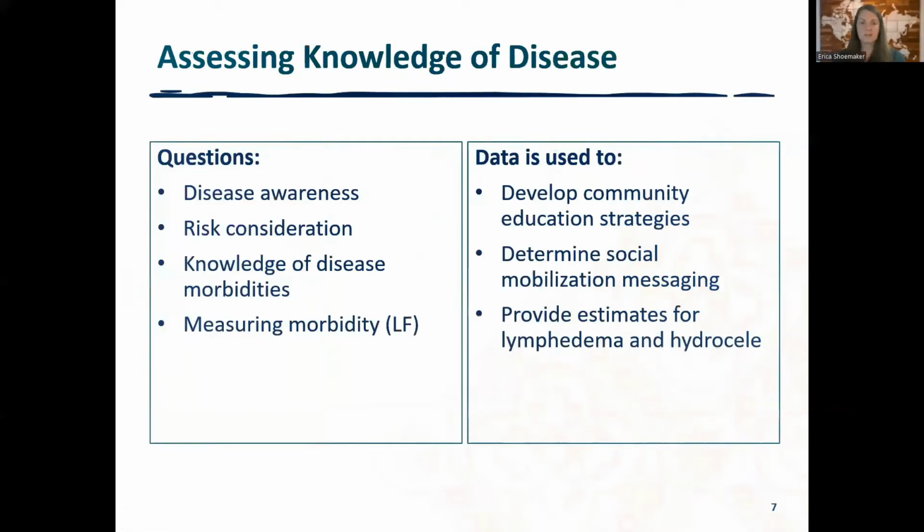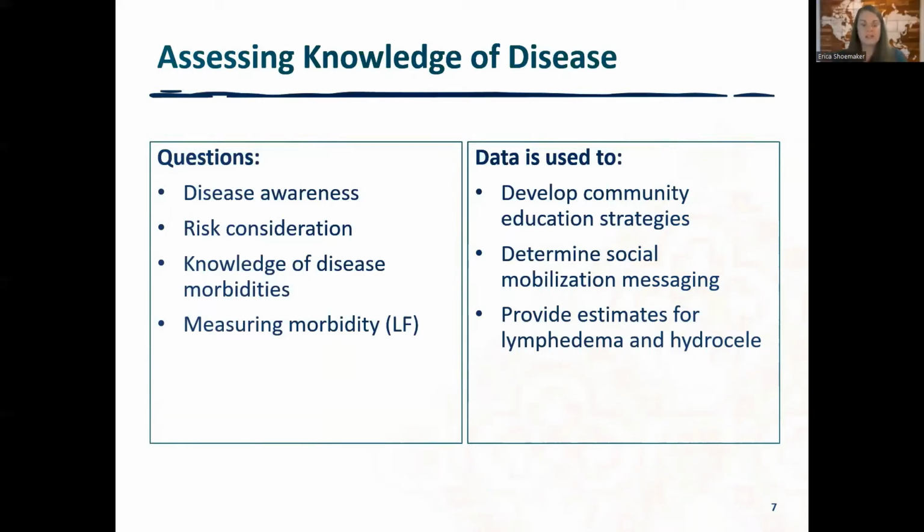We have also adapted the questionnaire to assess for our participants' knowledge of the disease. This includes their awareness of the disease in their community, whether the person feels like they are personally at risk for the disease, their knowledge of any morbidities associated with the disease, where we ask the question, have you ever seen someone with the disease? And for LF specifically, we can add questions that ask if a person has hydrocele or lymphedema.